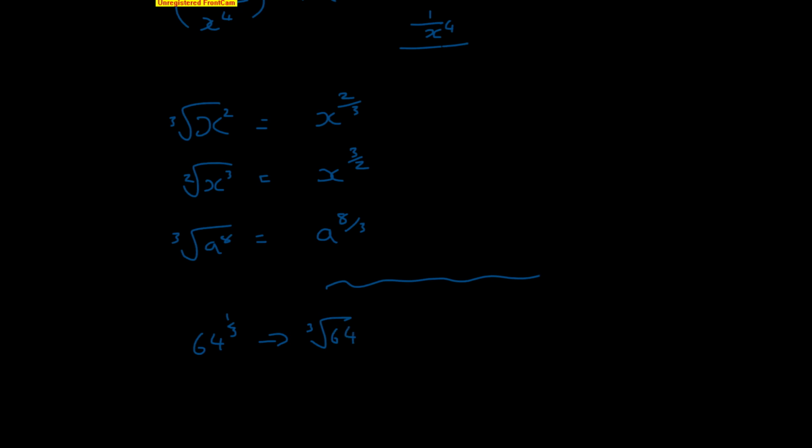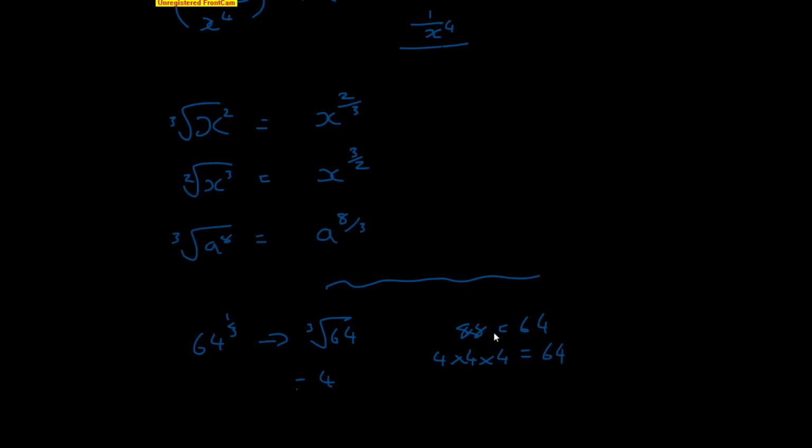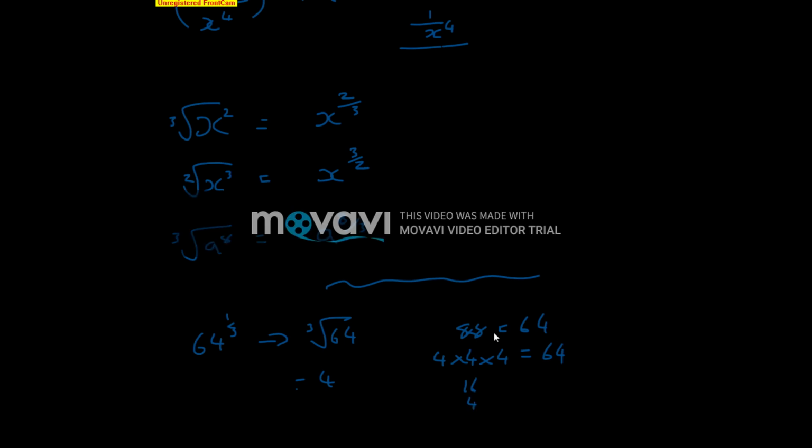So what's that going to be? Well, 8 times 8 gives us 64, so it can be 8. So what about 4 maybe? So 4 times 4 is 16, times by 4, 64. So that's going to give us 4. So if you don't know what the number is, just do a bit of trial and error, okay?